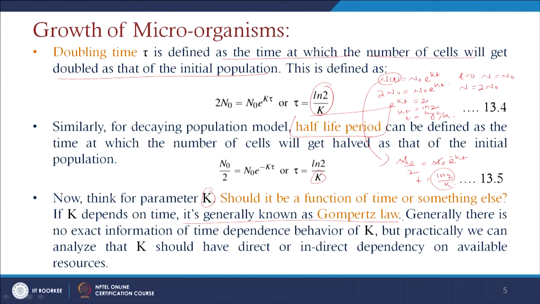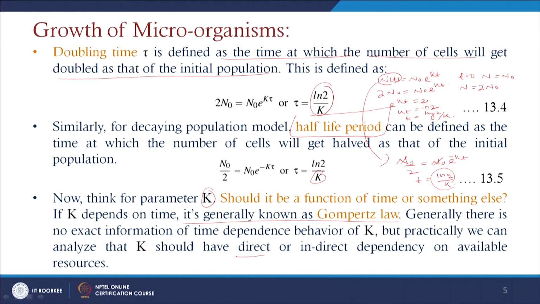If k depends on time, it is generally known as Gompertz law, and generally there is no exact information of the time dependence behavior of k, but practically we can analyze that k should have direct or indirect dependency on available resources. Since if the resources are sufficient, then this population level will grow, and if there is a limitation in the resource level, then after a certain time these cells will struggle for food and they will decline.